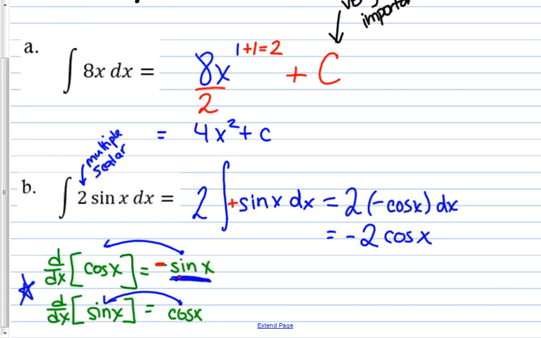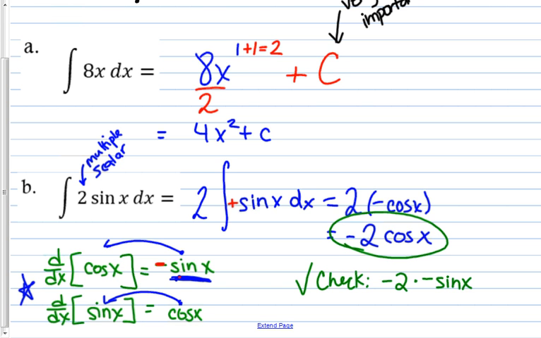Oh, I'm sorry. I don't need the dx. I don't know why I'm writing that. Okay, so want to check real quick? All right, let's check. Take this and derive it. The negative 2 stays. The derivative of cosine x is negative sine x. Oh, look, the two negatives make it a big fat positive sine x, 2 sine x.